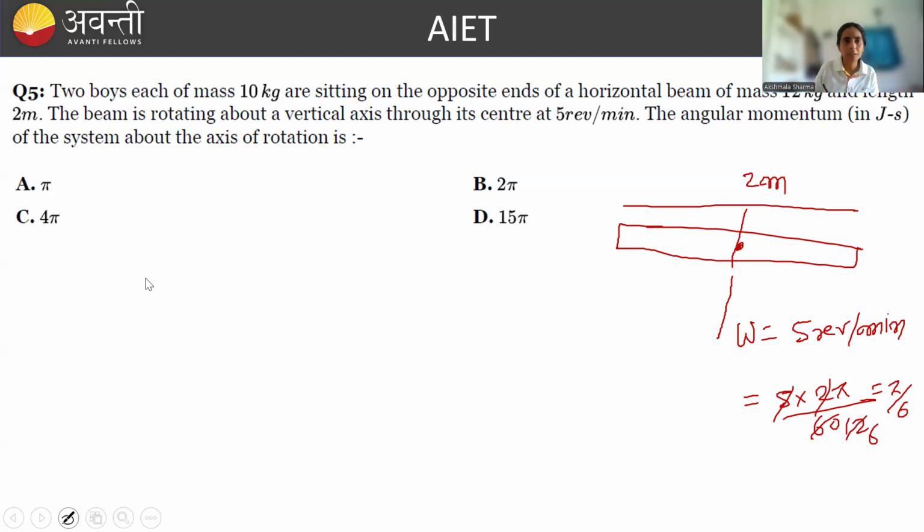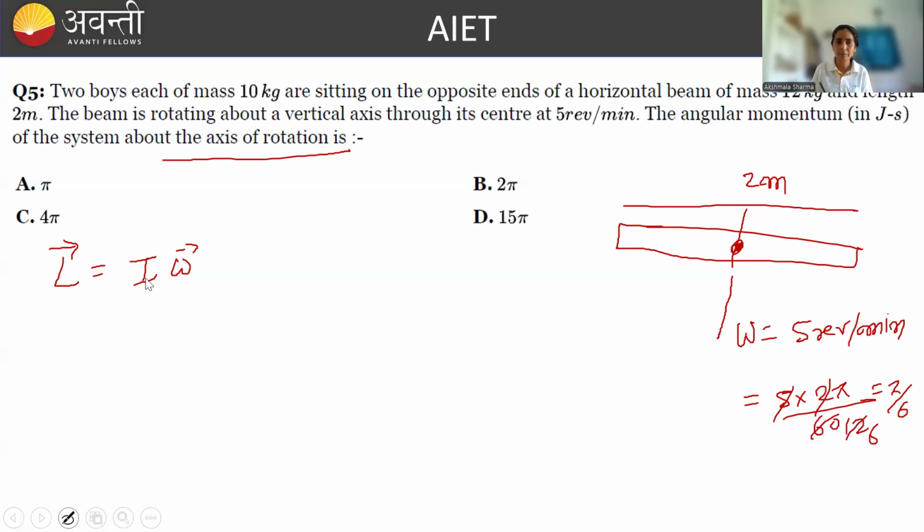Now the angular momentum of the system about the axis of rotation. So around the axis of rotation, what will be the angular momentum of the system? Angular momentum is written as I omega. Okay, so we have to calculate the magnitude. We have to do I omega.